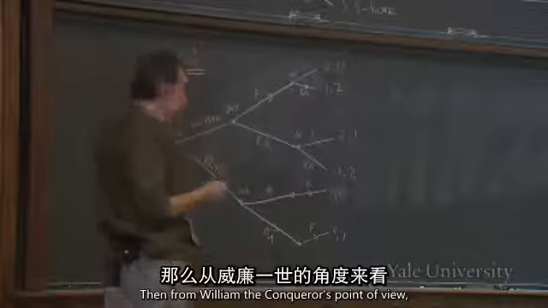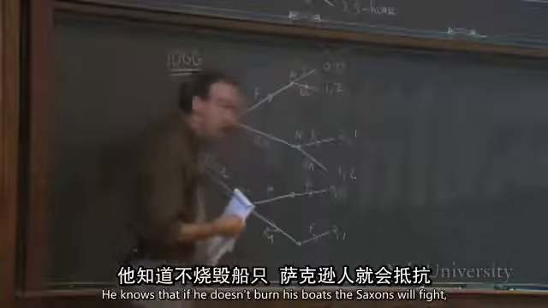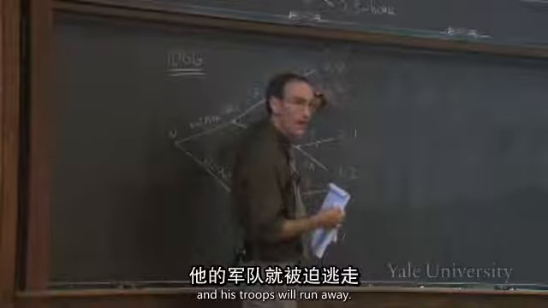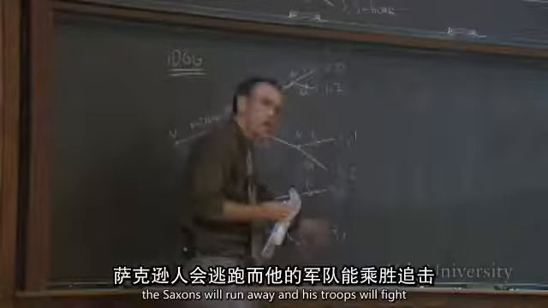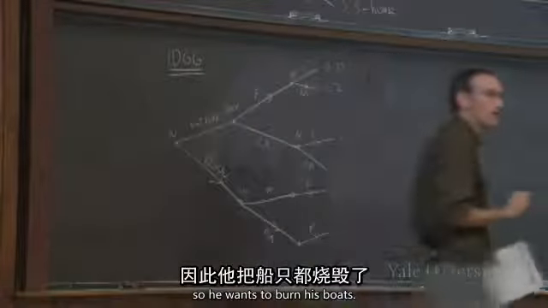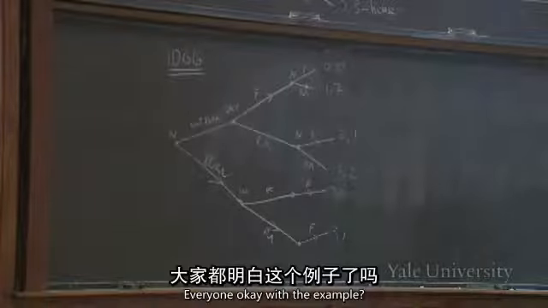And then from William the Conqueror's point of view, what's he choosing between? He knows that if he doesn't burn his boats, the Saxons will fight and his troops will run away. But if he does burn his boats, the Saxons will run away and his troops will fight. So he wants to burn his boats. All right, everyone okay with the example?